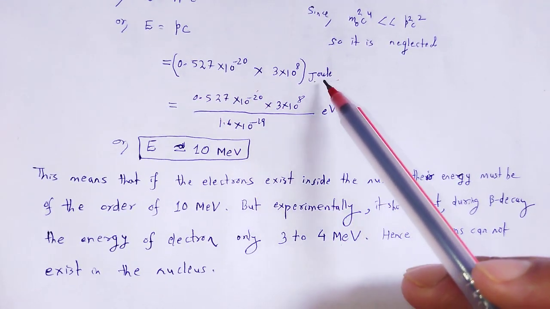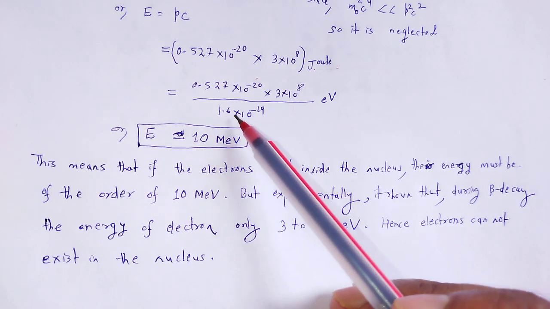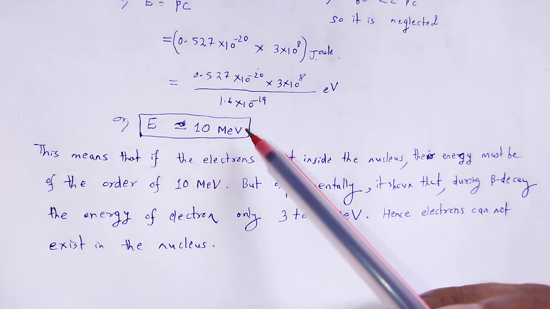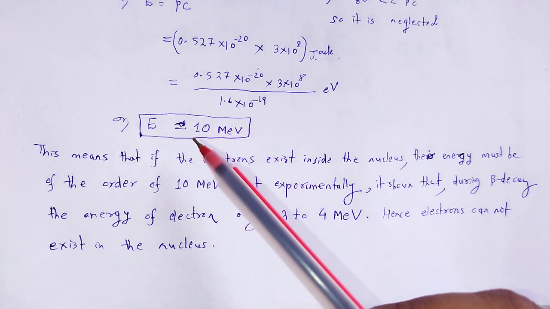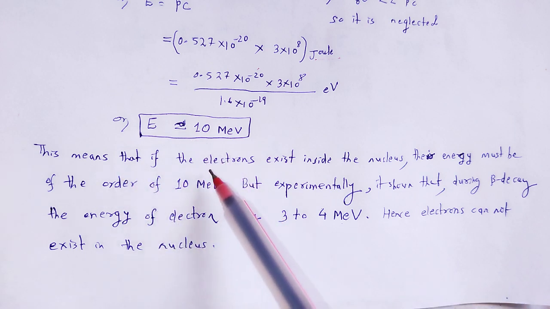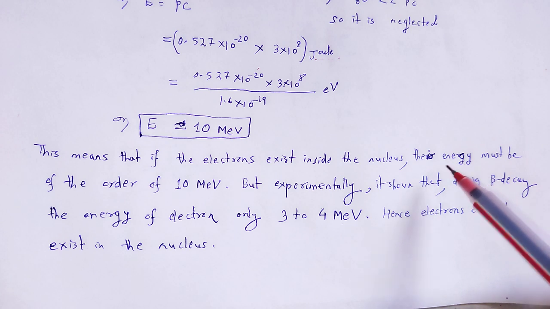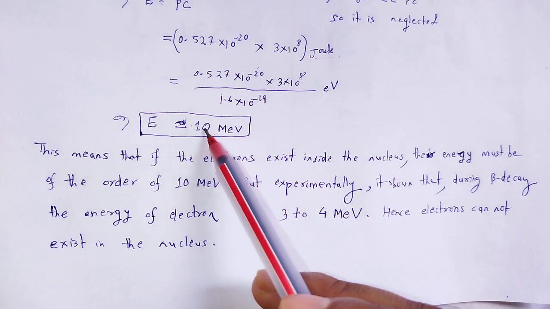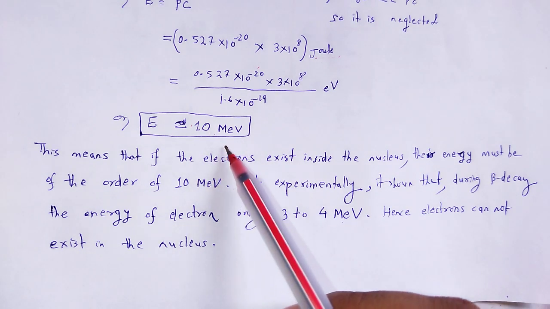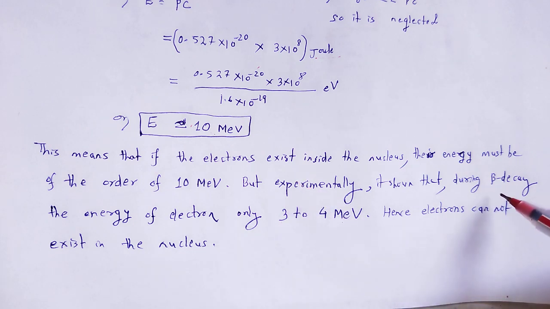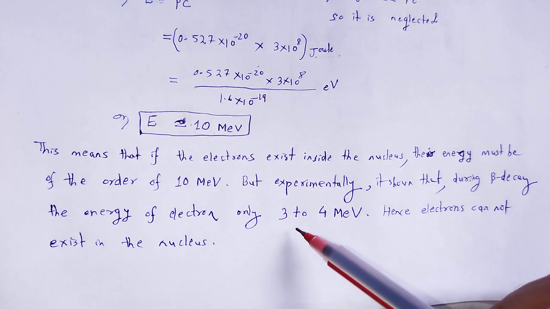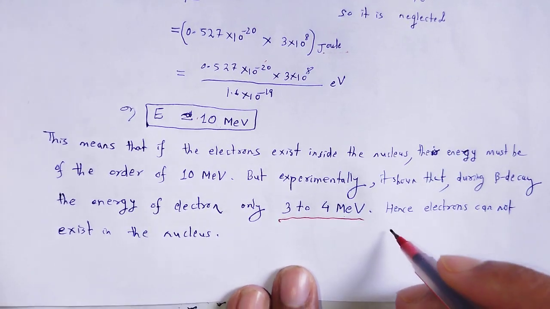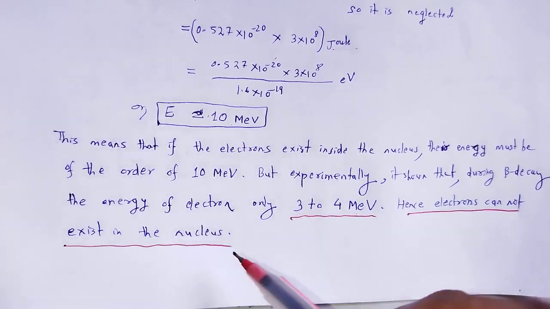in terms of joule. When we convert that joule to electron volt, dividing by 1.6 into 10 to the power minus 19 coulomb, we finally obtain E nearly equal to 10 mega electron volt. That is the energy required to place an electron inside the nucleus. This means that if electrons exist inside the nucleus, their energy must be of the order of 10 mega electron volt. But experimentally it is shown that in beta decay, the energy of the electron is only in the range 3 to 4 mega electron volt. So it can be concluded that electron cannot exist in the nucleus.